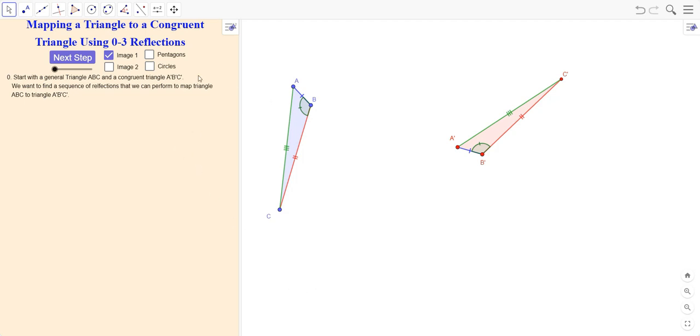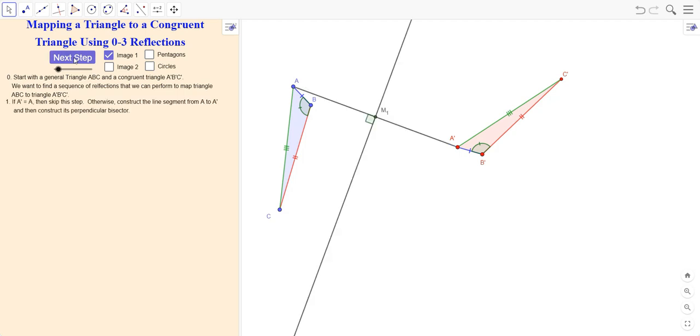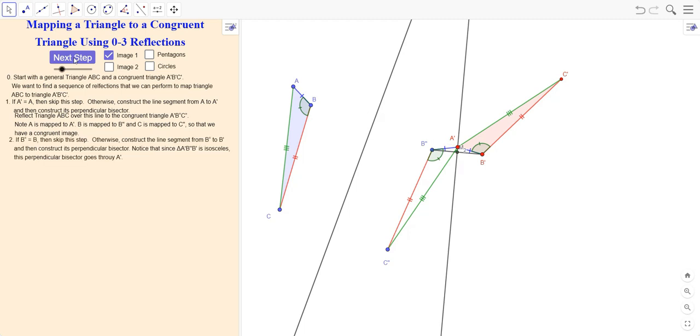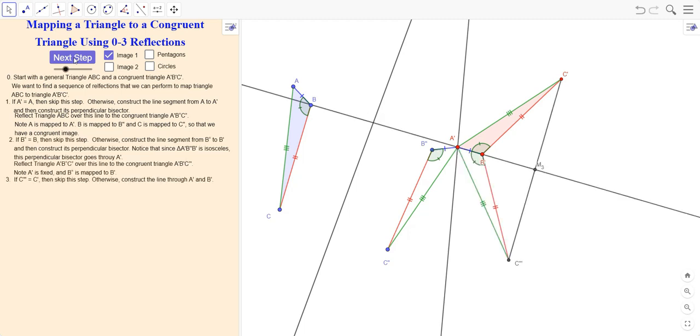In the last video, we saw that if we took a triangle here, we could go through a series of steps and reflect it about one line, maybe two, maybe three lines, and get it to a congruent image. We can start with any congruent image, and it doesn't matter where it is or how it's oriented. You can always map there with three or fewer reflections.